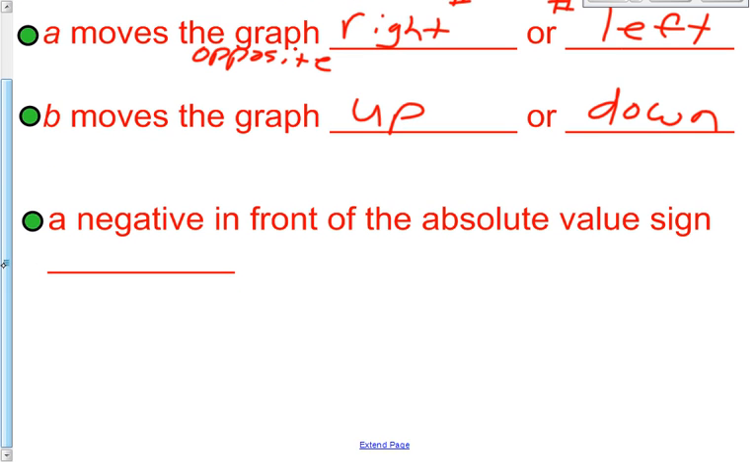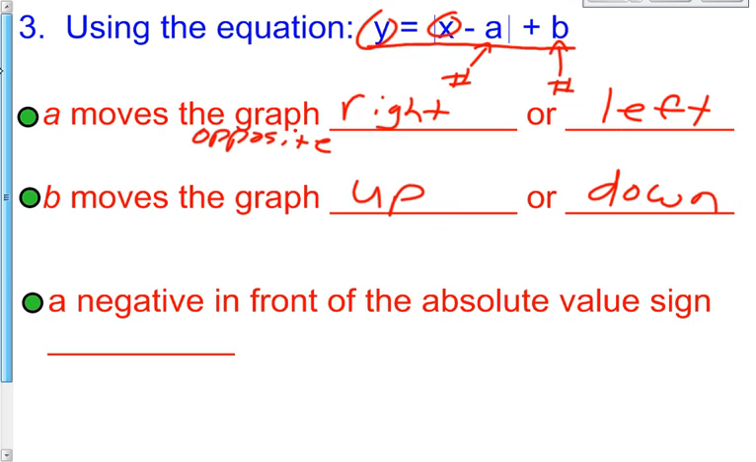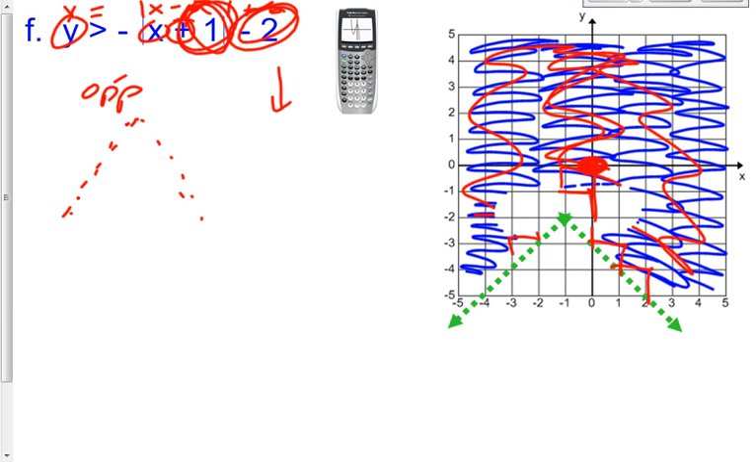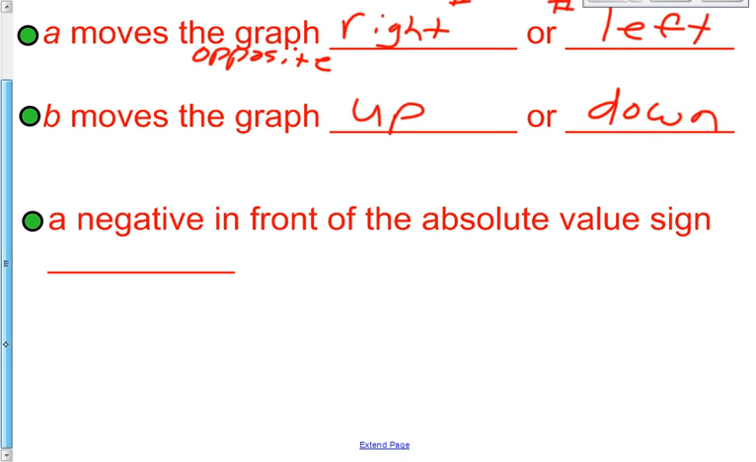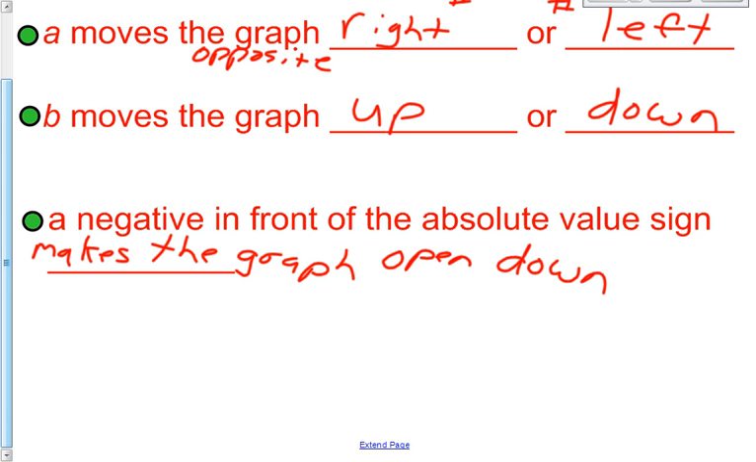And then a negative value in front of the absolute value sign, such as this one. What happened to our V shape? It flipped it upside down. So what I want you to write for there is a negative in front of the absolute value sign makes the graph open down.